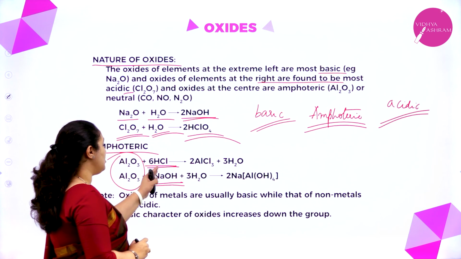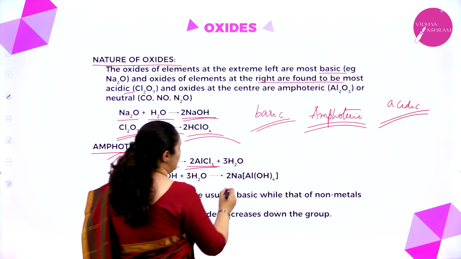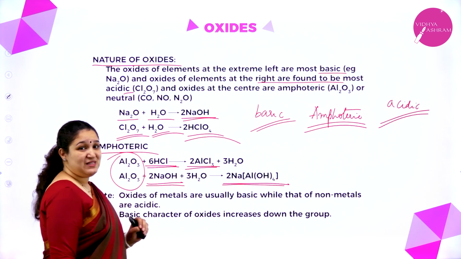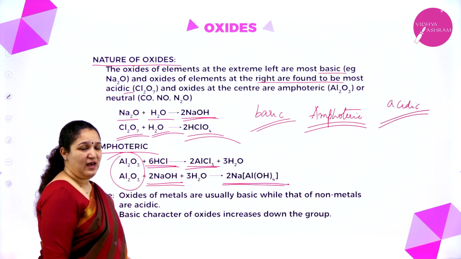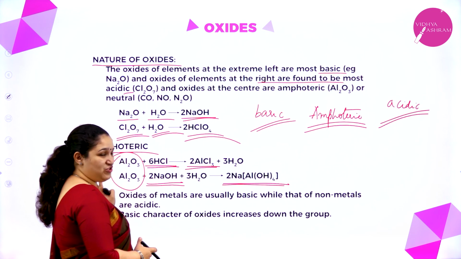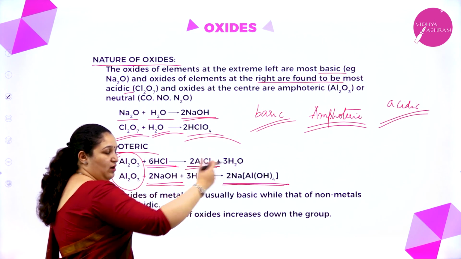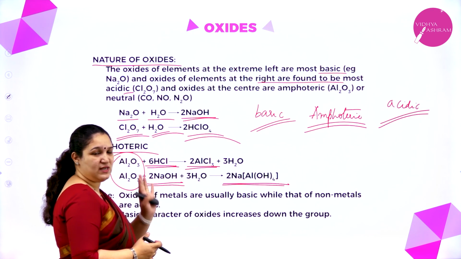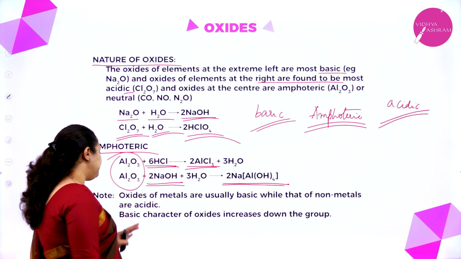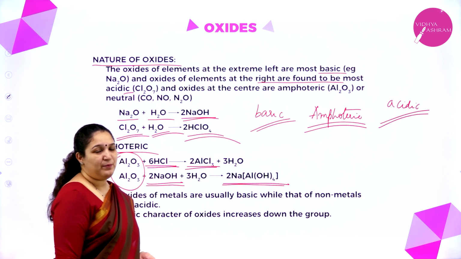When aluminum oxide reacts with HCl, it will form aluminum chloride. When it reacts with sodium hydroxide, it will form this complex. So amphoteric means they can react with both acid as well as base. In the periodic table, on the extreme left you have basic oxides, on the right side you have acidic oxides, and in between you have amphoteric oxides. So that is about the nature of oxides and their periodic trend.